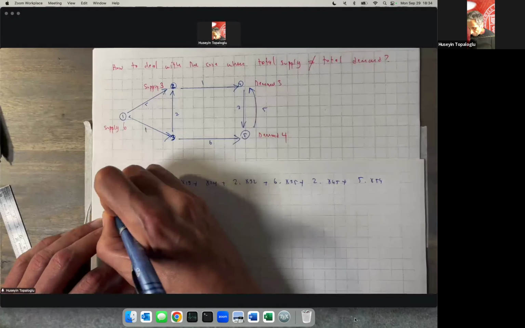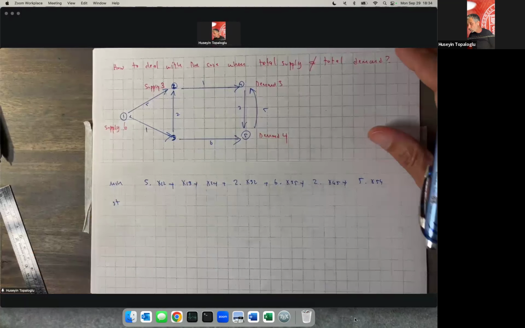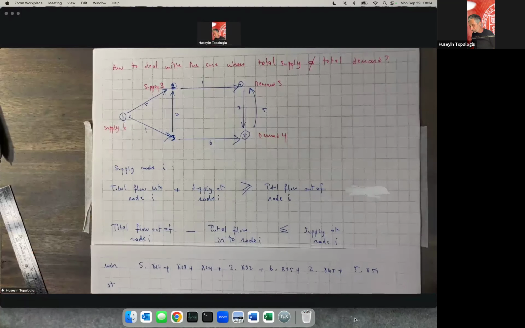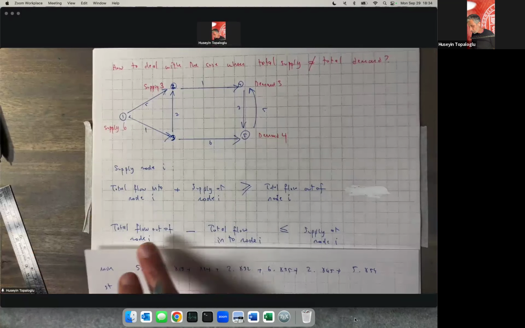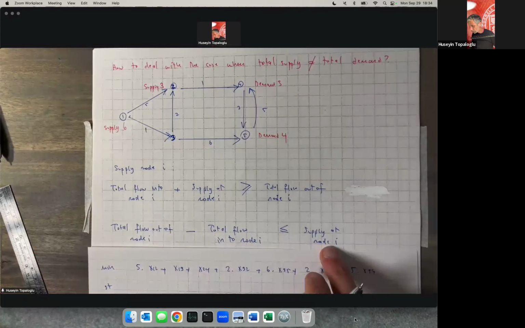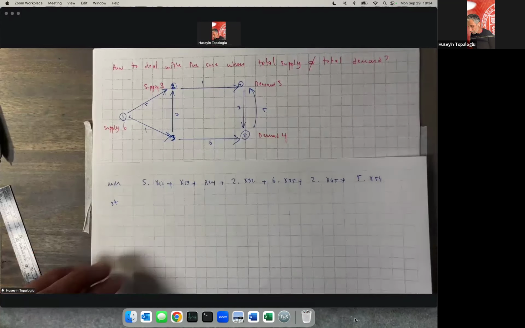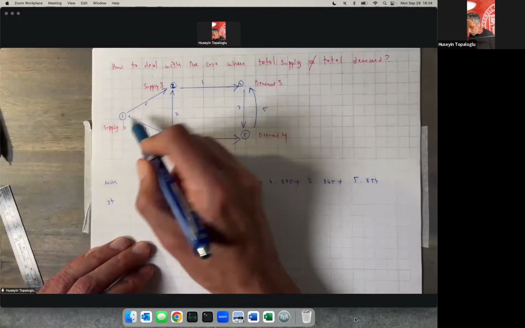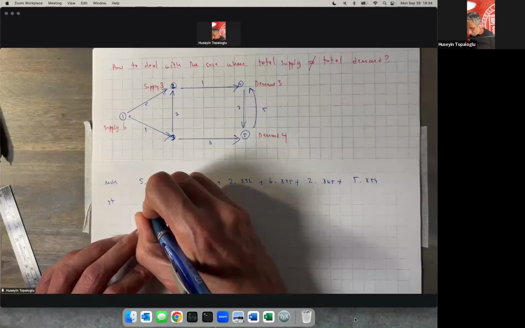Okay, good. So now for our supply nodes, what kind of a constraint are we writing? Total flow out of node I minus total flow into node I is less than or equal to supply at node I. Let's write it. For the first node, what is the total flow out of node 1? x12 plus x13.